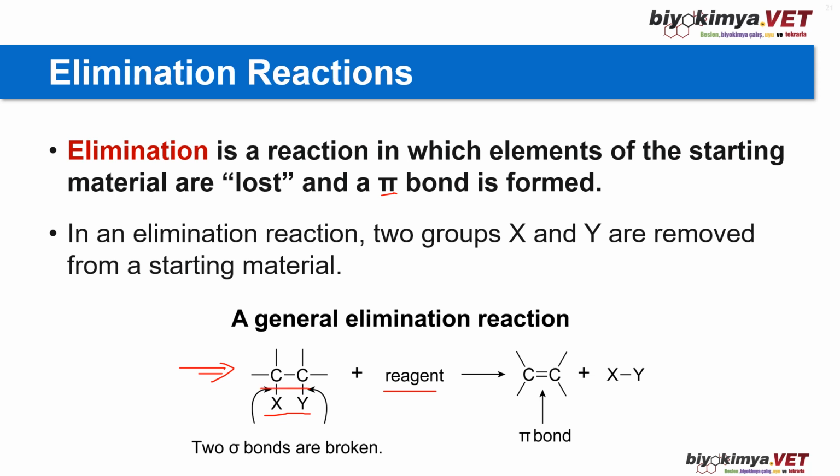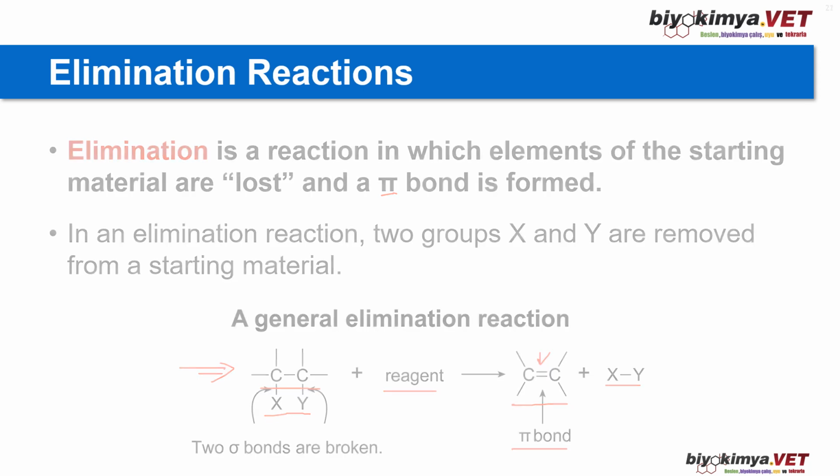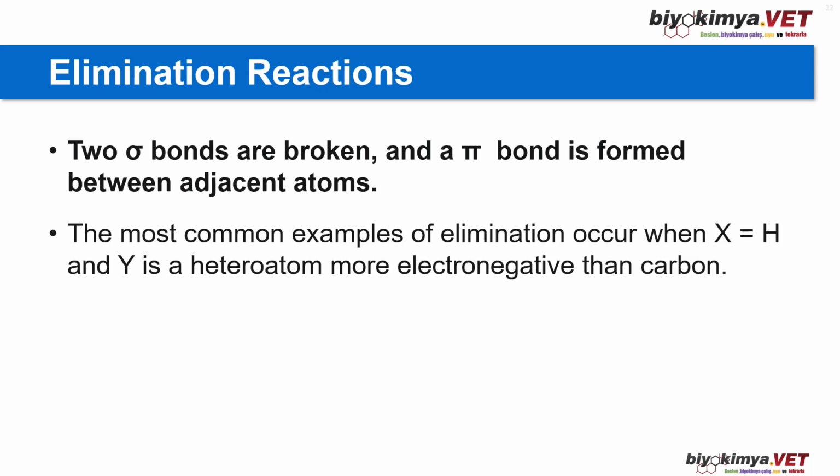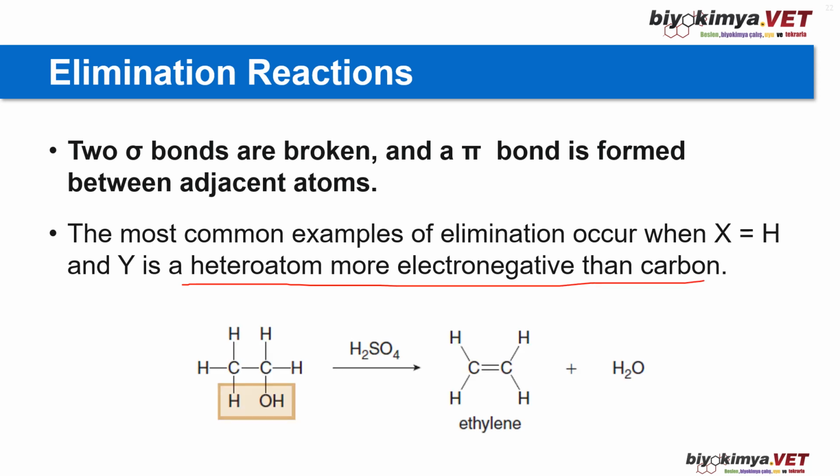So this means two sigma bonds are broken. And the products are a p bond formed at the point where X and Y were removed, and X and Y form a new compound as a product. Two sigma bonds are broken and the p bond is formed. The most common examples of elimination occur when X is hydrogen and Y is a heteroatom more electronegative than carbon.